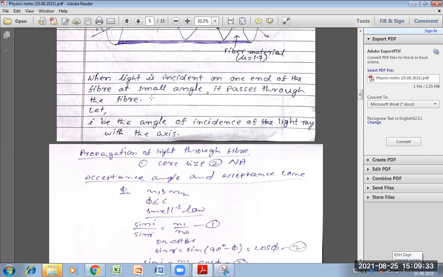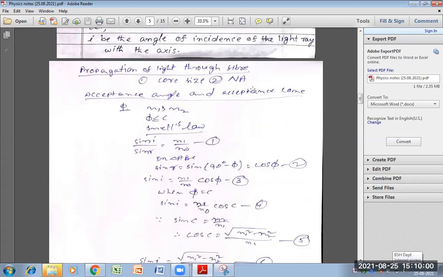Propagation of light through fiber. The main function of the optical fiber is to accept maximum light and transmit the same with minimum attenuation. Light gathering ability of a fiber depends upon two factors: one is core size and another is numerical aperture. Next is the acceptance angle and acceptance cone.